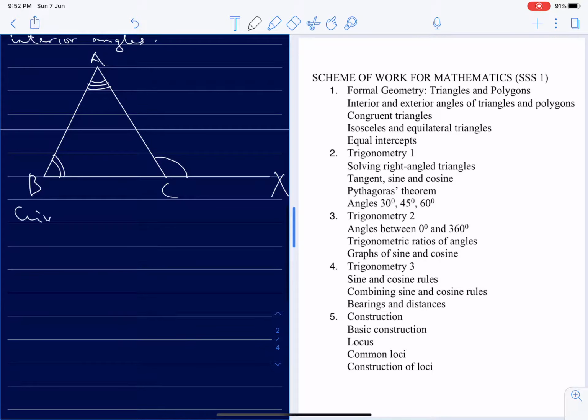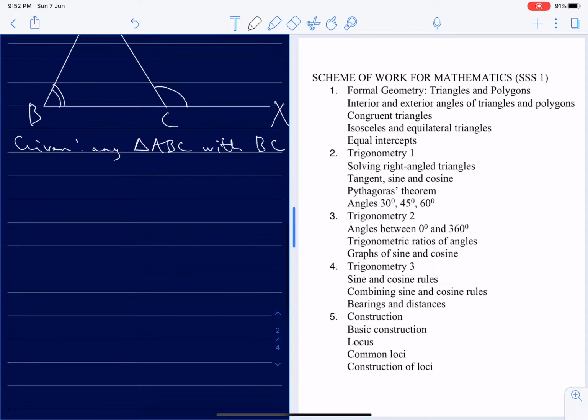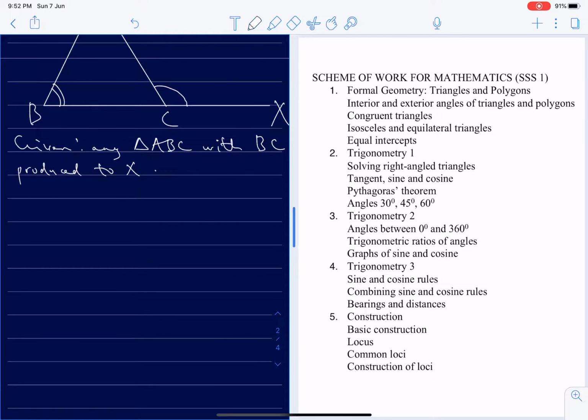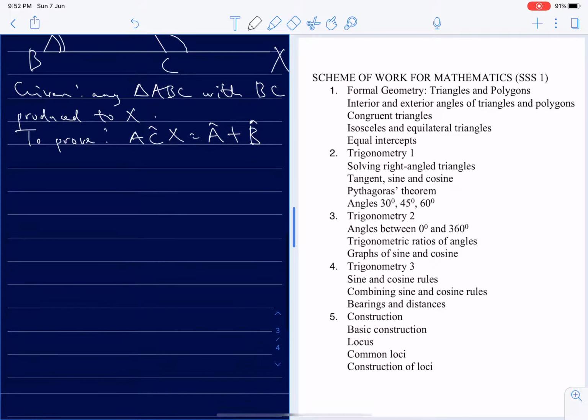Now, what are we given? Just in the same fashion, given any triangle ABC with BC produced to X. What do we want to prove? We want to prove that angle ACX is equal to angle A plus angle B. Now, here comes a proof.